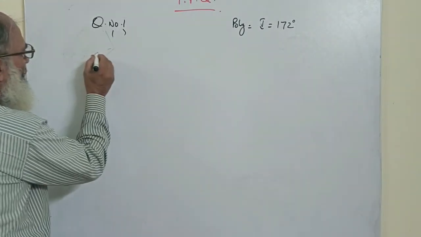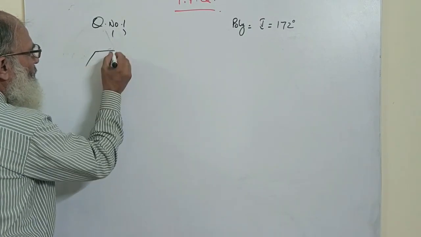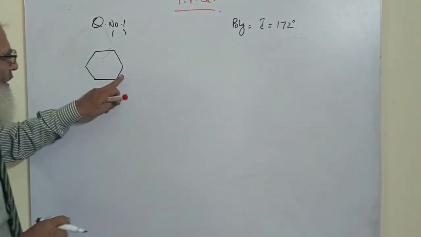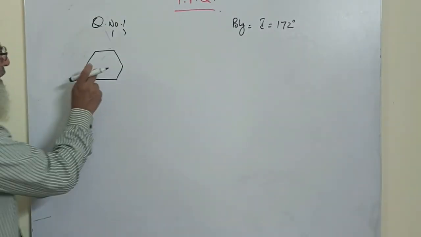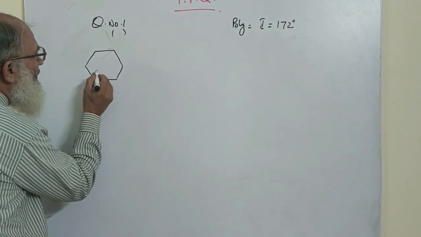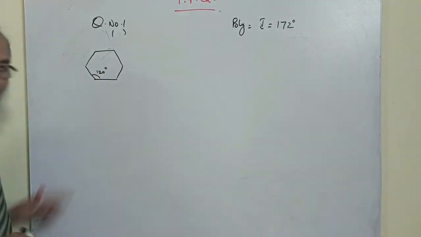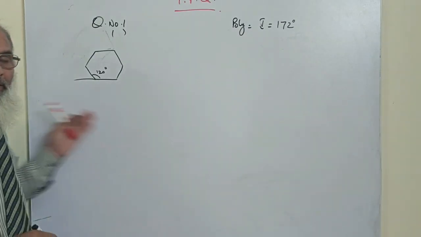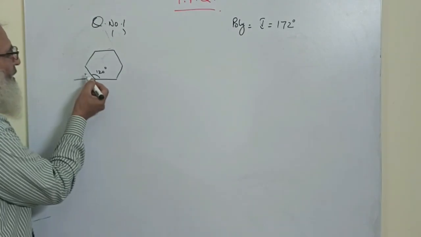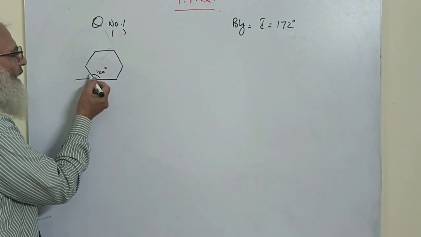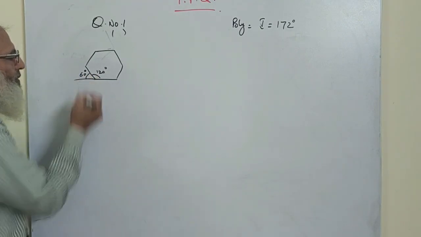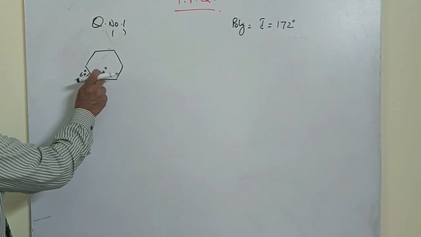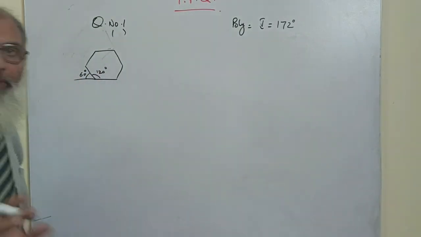Let me give you an example. If we have a hexagon over here, you know how much this angle is? This is 120 degree. If I extend this line towards the left side, the rest of the angle will be 60 degree, of course, because 120 and 60 are supplementary angles.